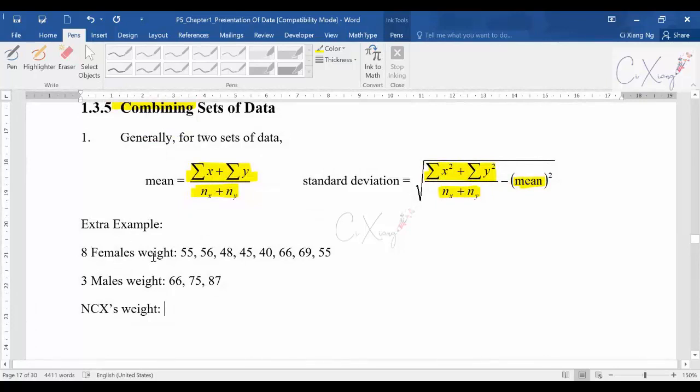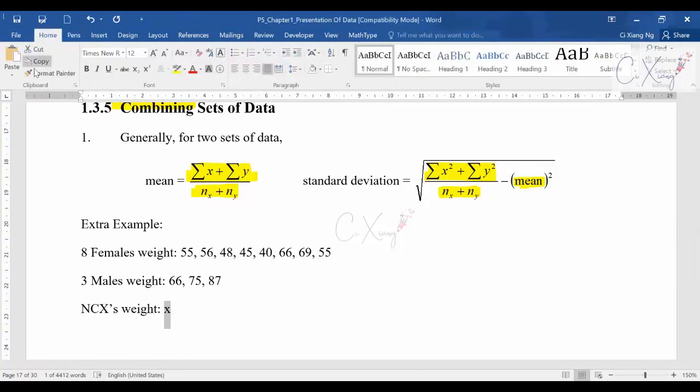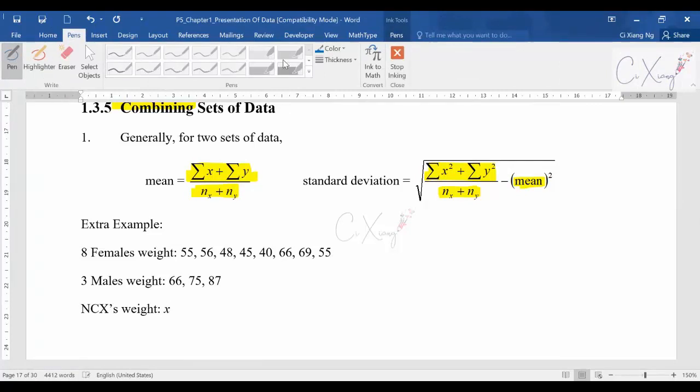I give you the weight for 8 females, and these are the weights. I give you the weight for 3 males also, these are the weights, and I also want to give you my weight. My weight is actually x. Maybe you don't know what x is yet, and we want to find x later. Let's say the female group's weight I label as x, then the male's weight I will label as y.